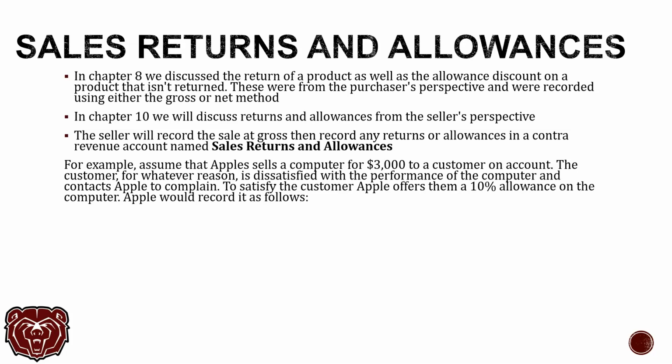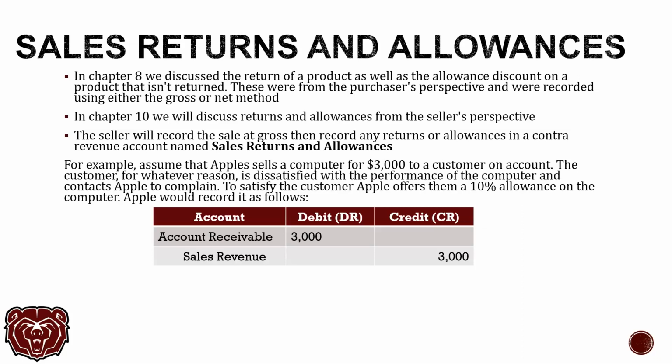So let's assume that Apple sells a computer for $3,000 to a customer on account. Remember, this is AR. The customer, for whatever reason, is not happy with the performance of the computer, and they contact Apple to complain. To keep the customer happy, Apple's going to offer them a 10% allowance on the computer. This is how they're going to record that, okay?